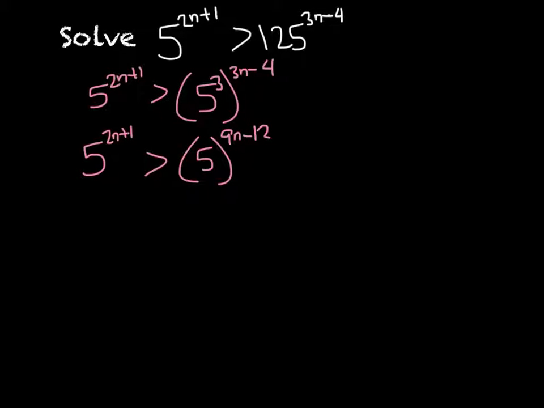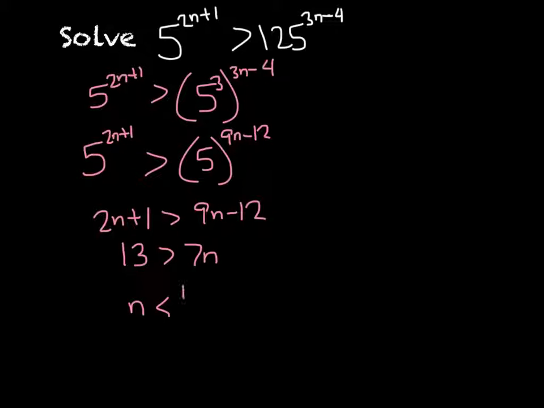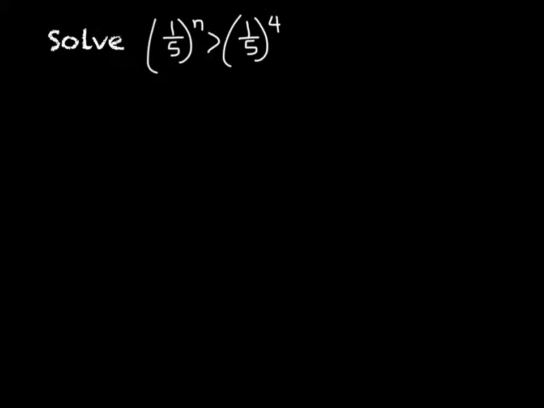And so we can see easily that 2n plus 1 must be greater than 9n minus 12. And so now we can just solve for n by subtracting 2n from both sides. And we end up with 13 is greater than 7n, or n is less than 13 over 7.